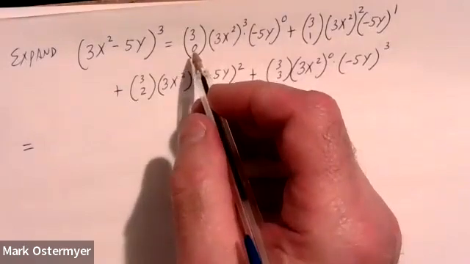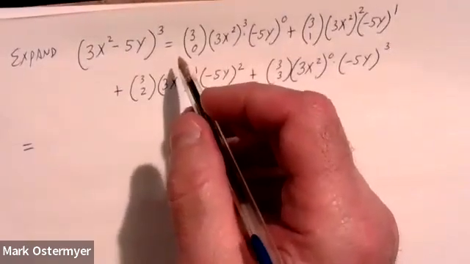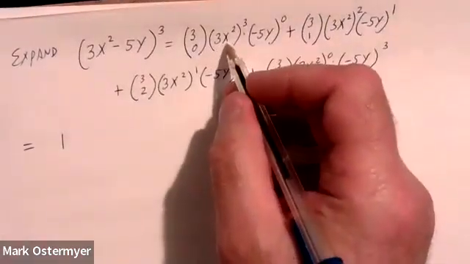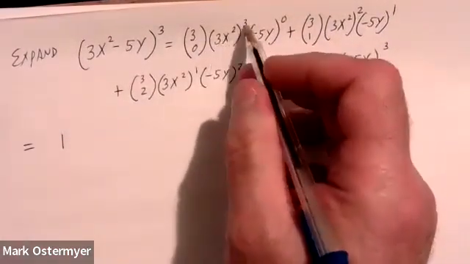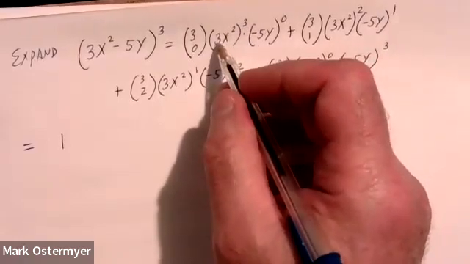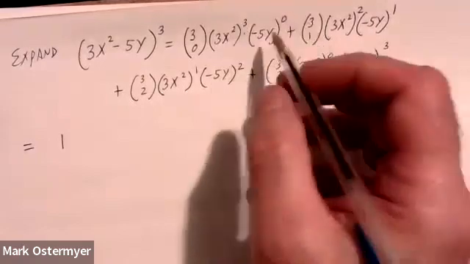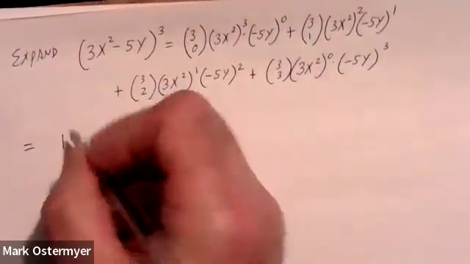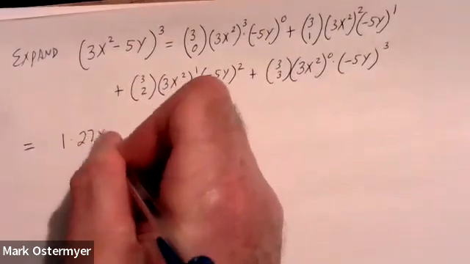3 choose 0 is going to be what? 1. 3x squared cubed. 3 cubed is 27, and x squared cubed is x to the 6. So this is going to be 1 times 27 x to the 6 times 1. So this is 27 x to the 6th.